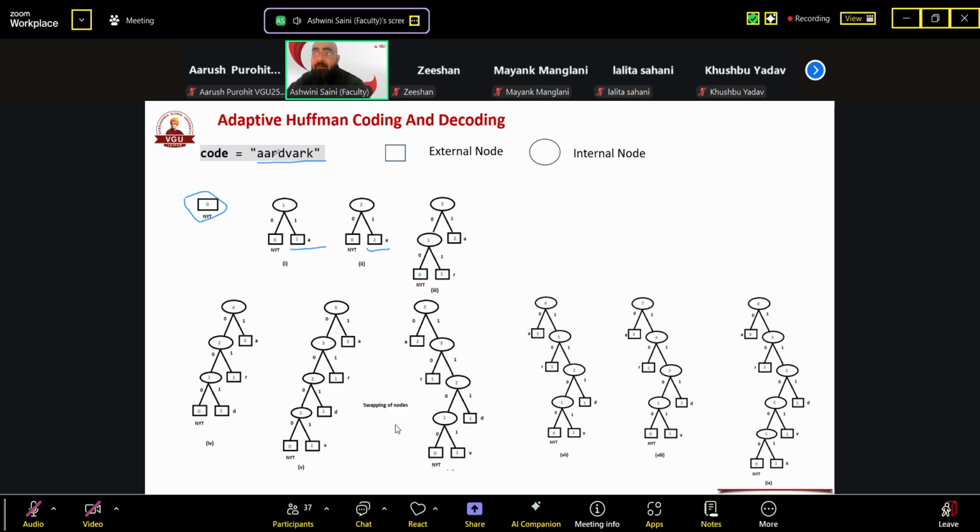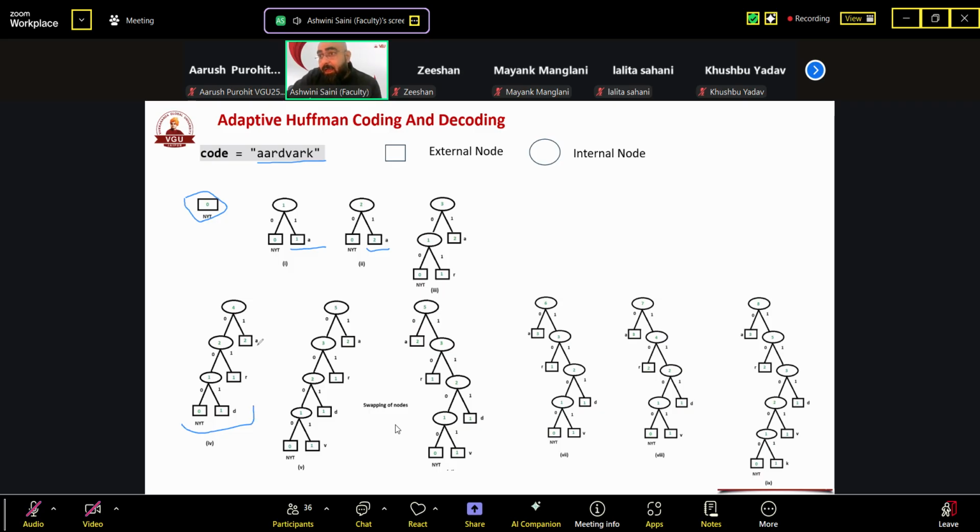If R is introduced for the first time, we are adding this R to the right side. If we have a D for the first time, we are introducing this D on the right side. If V is also introduced for the first time, we are adding this V on the right side. So the simple rule is we have to use NYT on the left side when we have a new character in the tree.